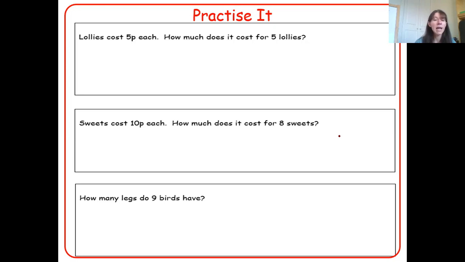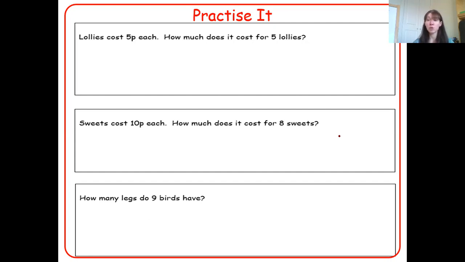And the last one, how many legs do 9 birds have? Okay, so think about a bird. How many legs do they have? 2, that's right. And you need to know how many 9 of them would have.